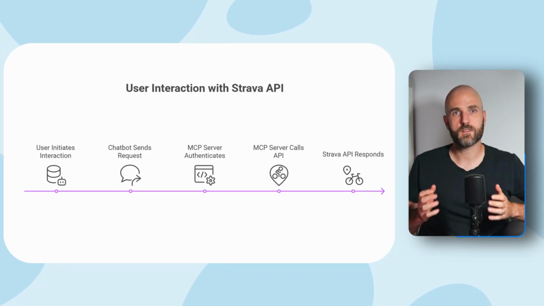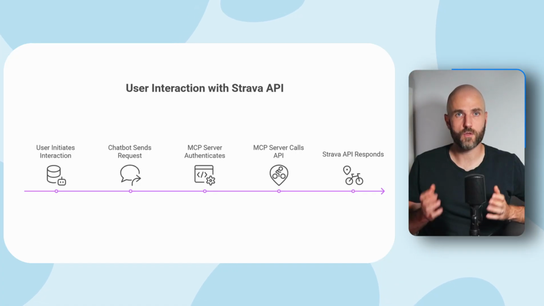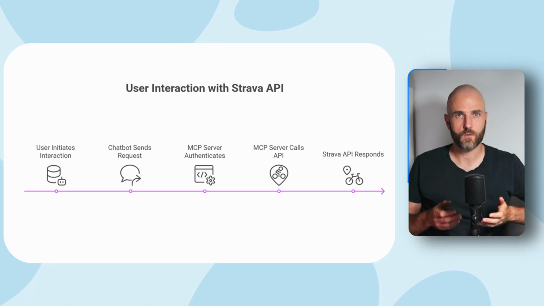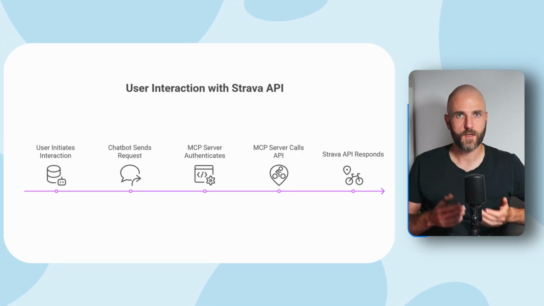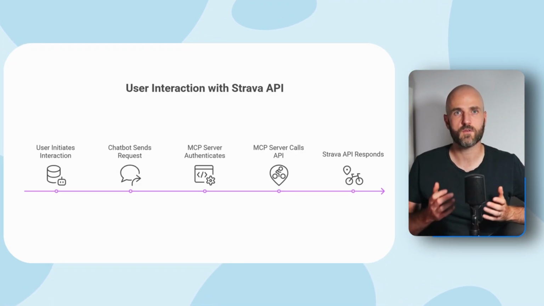And here's what my setup looks like. The user talks to a chatbot powered by Azure OpenAI, which sends a request to the MCP server. That server handles authentication with Strava using OAuth 2, and then calls the right API endpoint depending on the user's question. It's a clean pipeline: user, chatbot, MCP server, Strava API.